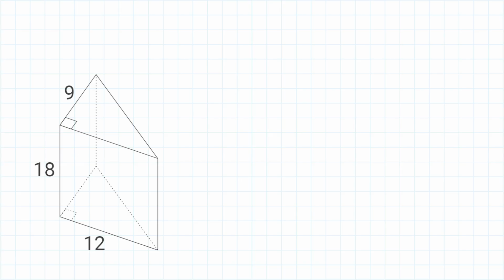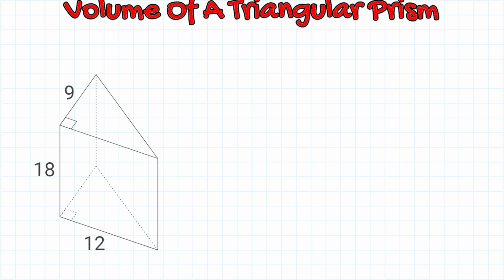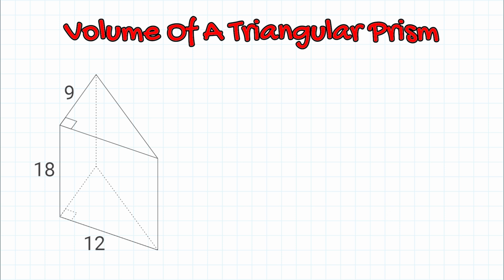Hey, this is Mr. Masonette, and what we're going to do in this video is find the volume of a right triangular prism and explore its relationship to a rectangular prism. A right triangular prism has two congruent triangular bases, and since the base is a right triangle, its base and height are the two legs that form the right triangle.